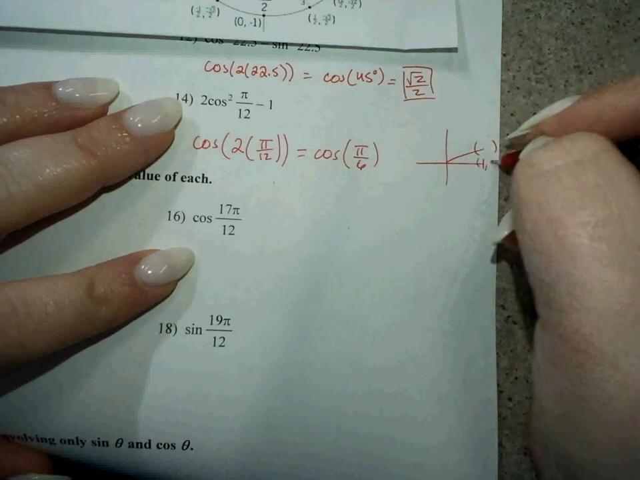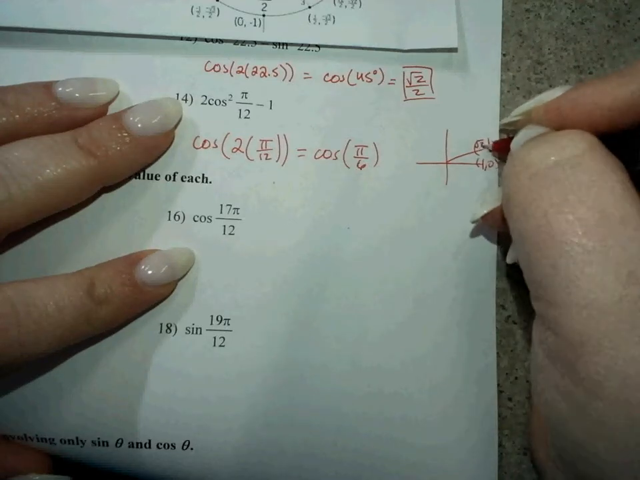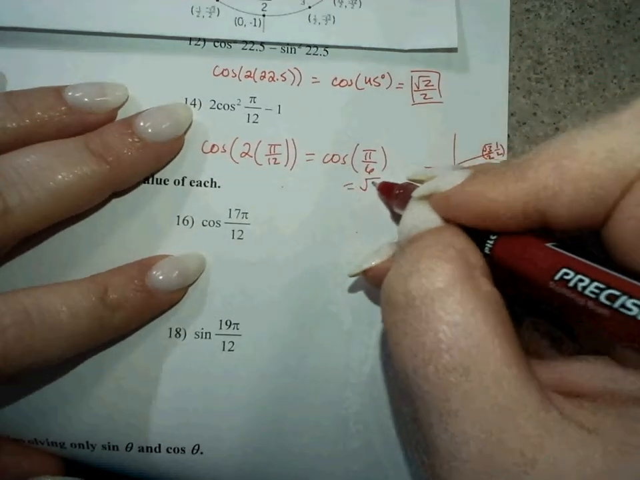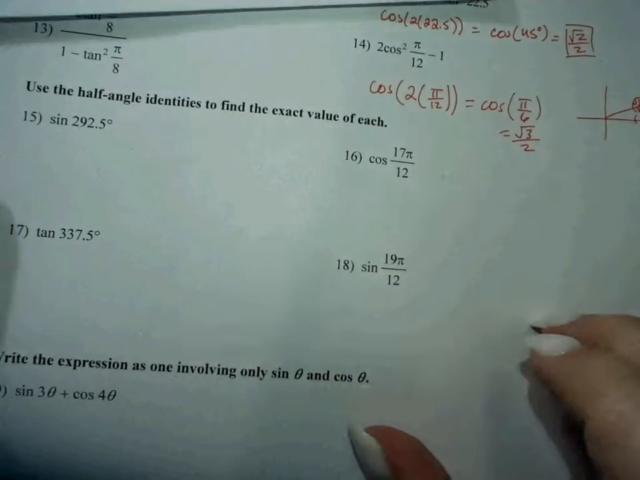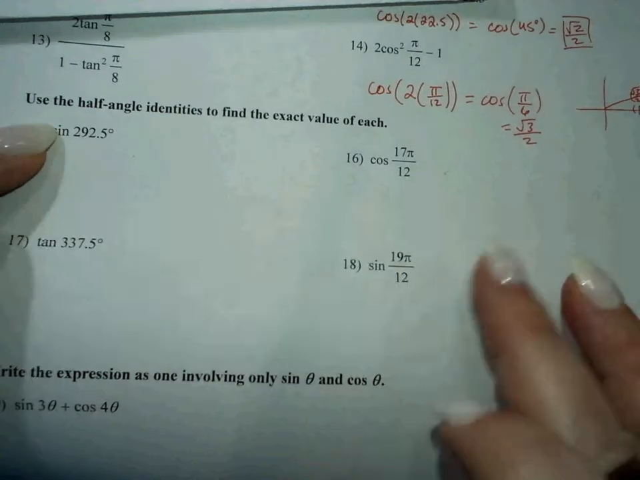And at 1/6 pi, although I guess I do have it right there. This is 1/0, so that makes that 1/2, which makes that square root of 3 over 2. So that is the square root of 3 over 2.